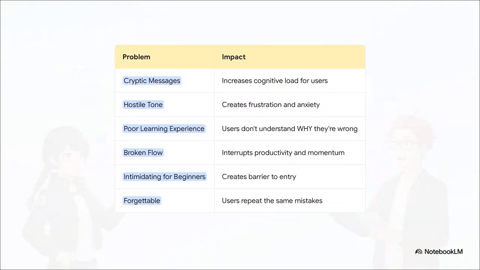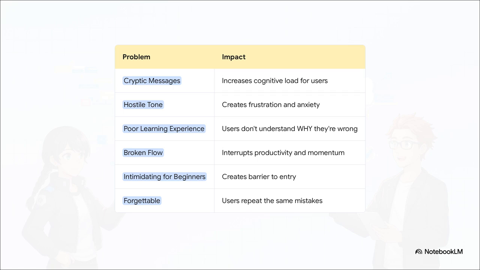Now this is where it gets really interesting, because it breaks down the real damage these errors cause. It's not just one annoying moment. First, these cryptic messages add a ton of cognitive load. We have to stop what we're doing and become detectives. The tone can feel kind of hostile, which creates anxiety, especially for beginners. And that leads to the biggest point. It's just a terrible learning experience.